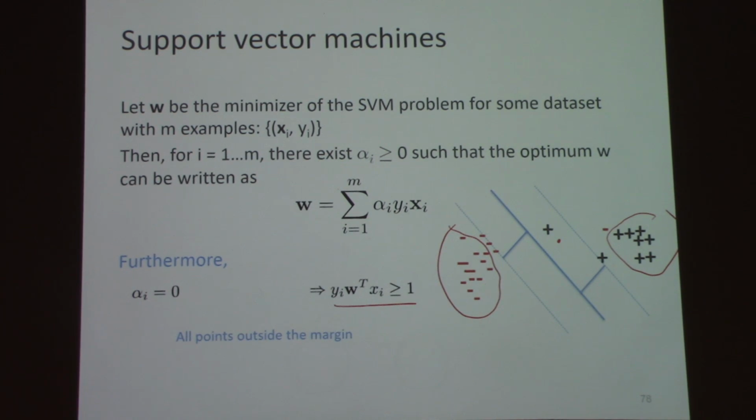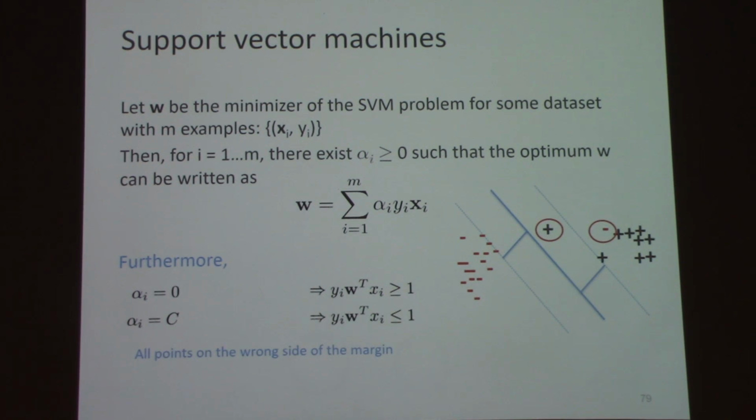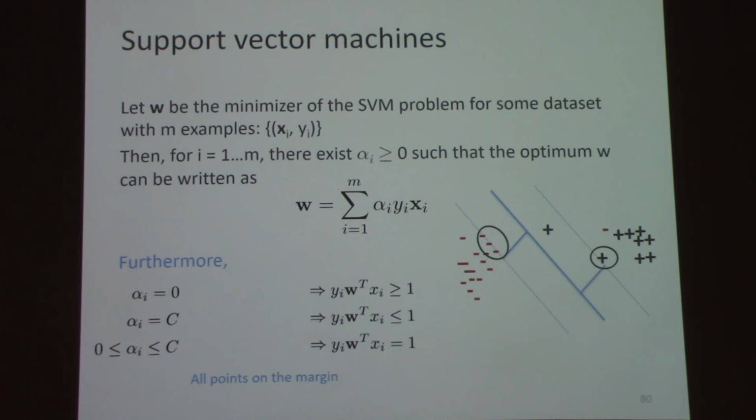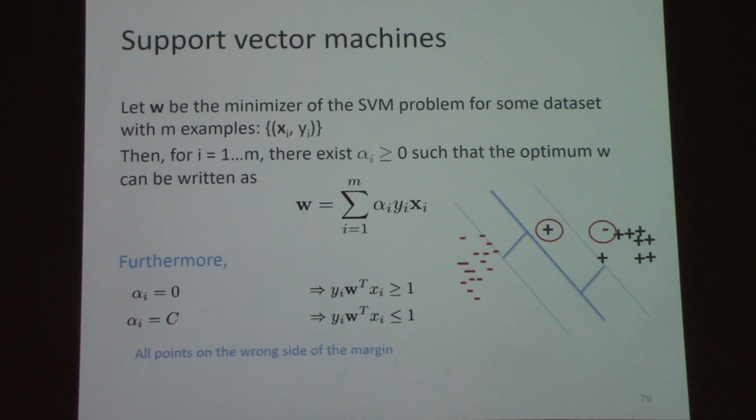So in fact, I can even go further than that. If the value of alpha is equal to C, that means this point is on the wrong side of the margin. I'm not sure if the picture is correct, but alpha equals C means these points are either misclassified or are inside the margin. So alpha will be equal to C for all those points that are on the incorrect side.